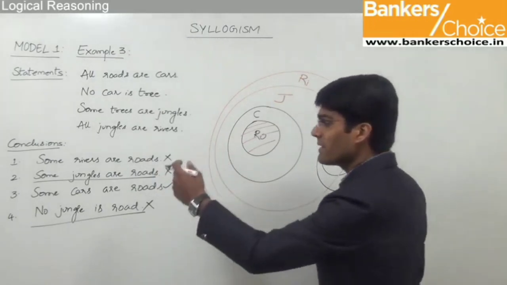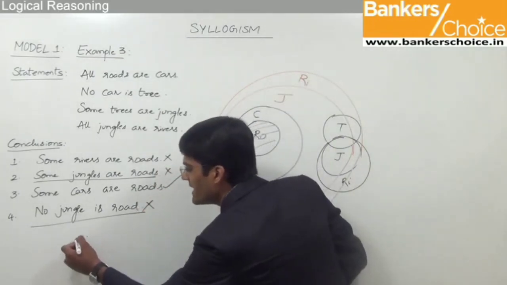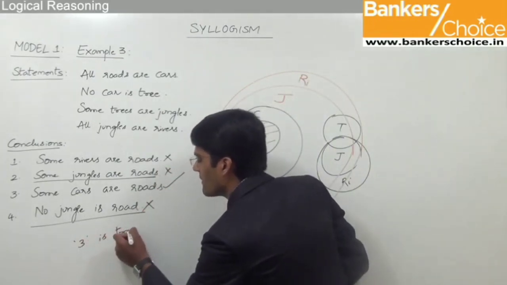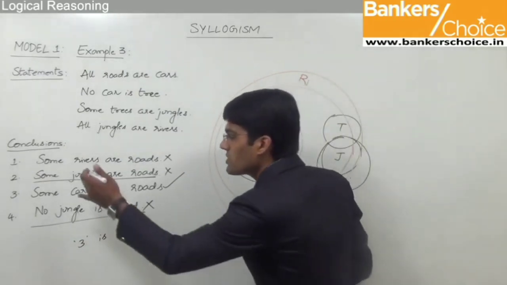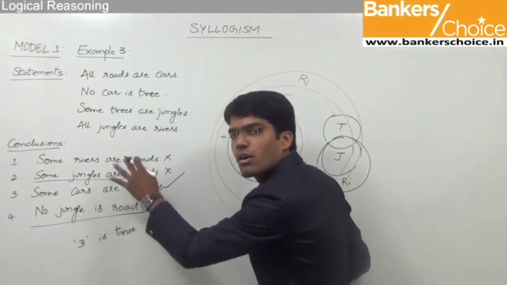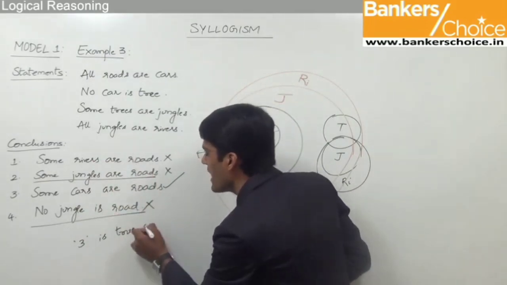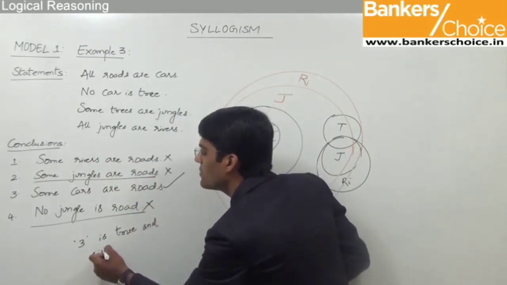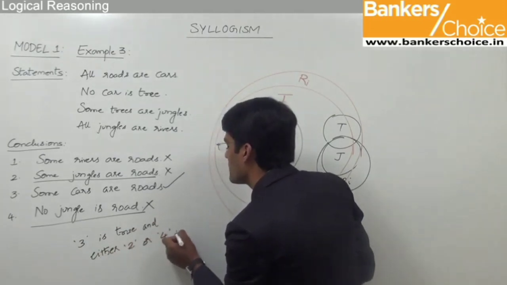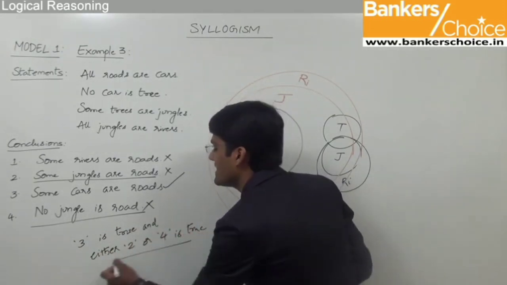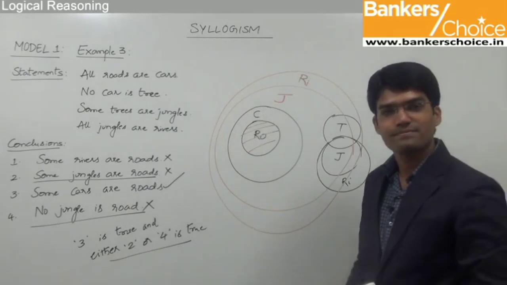So the final answer for this question will be conclusion 3 is true, definitely true. Why? Because it satisfies the basic diagram and other cases as well. But conclusion number 2 and 4 form an either-or pair. So we can say that 3 is true and either conclusion 2 or conclusion 4 is true. So that is the answer for this question.